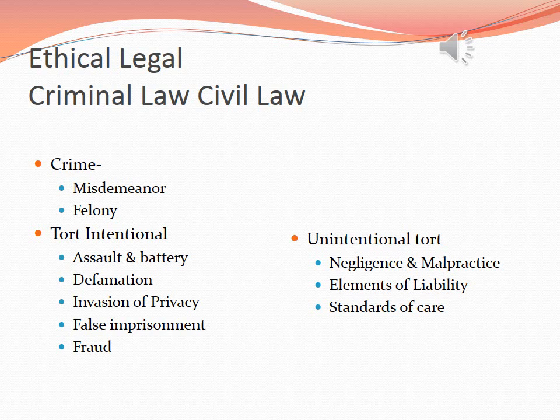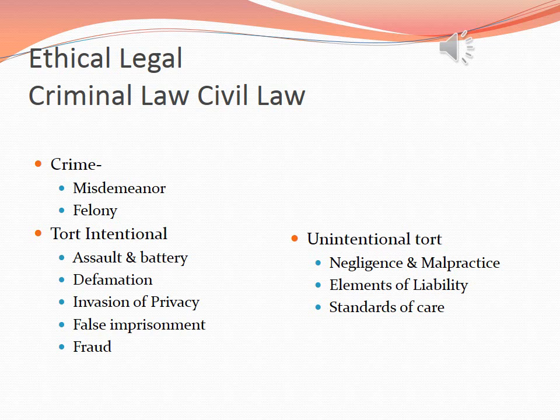Within unintentional torts, we have negligence and malpractice. Negligence is defined as performing an act that a reasonably prudent person under similar circumstances would not do, or conversely, failing to perform an act that a reasonably prudent person under similar circumstances would do. Malpractice is the term generally used to describe negligence by professional personnel.